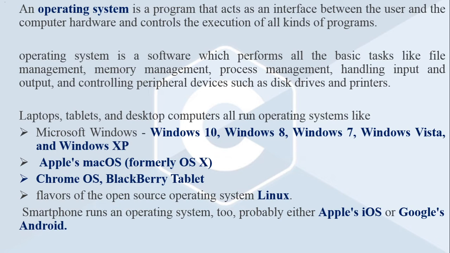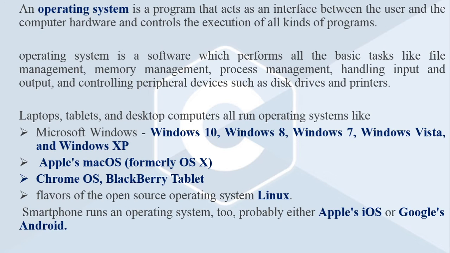Now we can consider some examples of operating systems. Laptops, tablets and desktop computers all run on an operating system, like Microsoft Windows operating systems such as Windows XP, Vista, Windows 7, Windows 8, Windows 10, etc. I think all of these are familiar to you. Next, about Apple Mac OS.